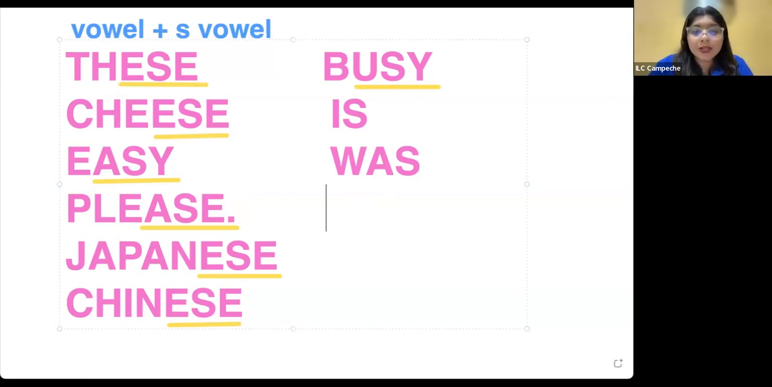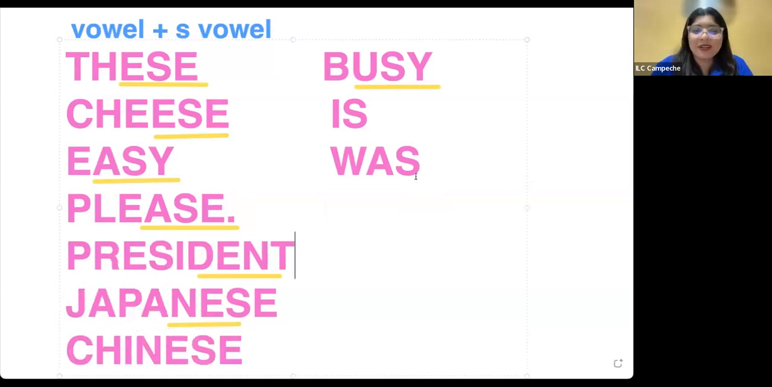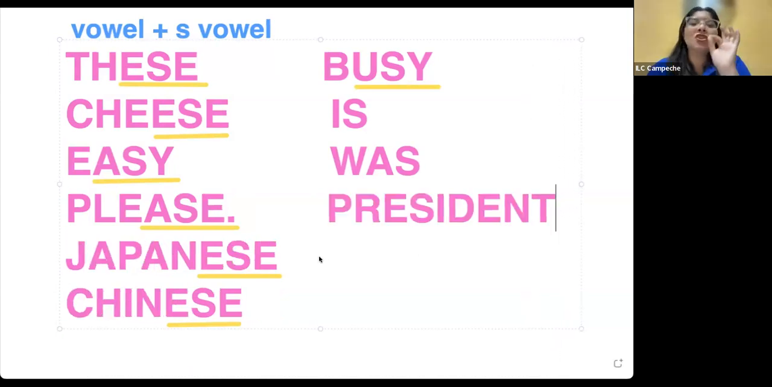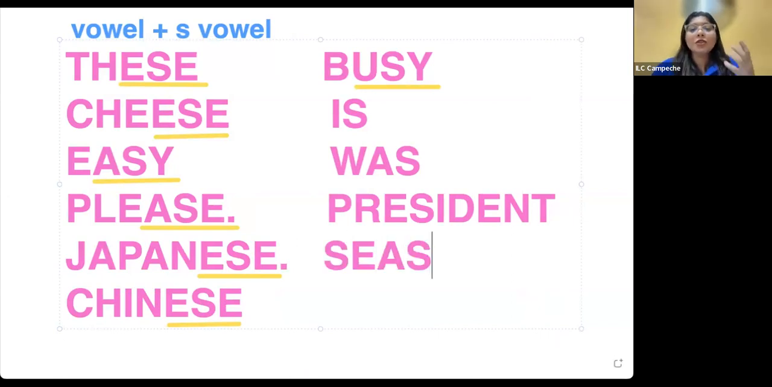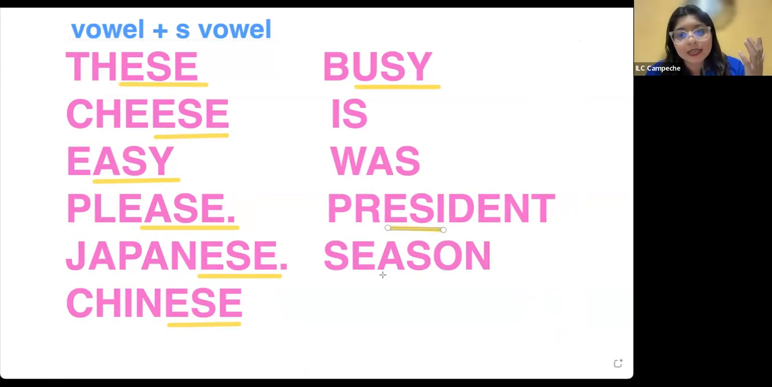President, president. It's not an S, it's a Z, sorry. President, president. That's the strict pronunciation. Not seeason, but season. How do you know this? How can you learn this? With practice. And keep in mind this tip of vowel S vowel. It happens a lot.